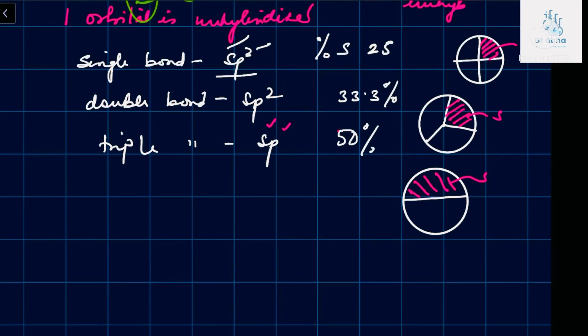If the s character is more, the more electronegative the carbon will be. More s character, more electronegative carbon will be.